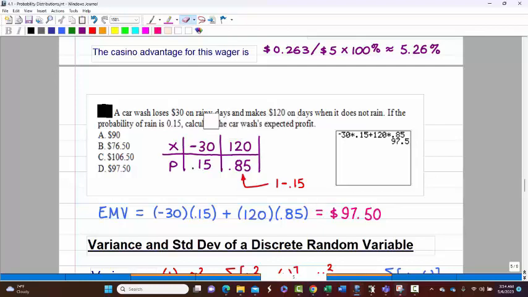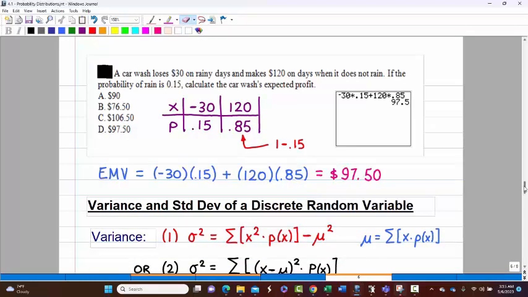That's the key here: if there are only two outcomes, it only has to give us one. It could give us both. If there were three or more outcomes, you couldn't get by with just one of these. But remember the idea of a complement that we've learned before. If the probability of rain is 0.15, then the probability of not rain is 1 minus 0.15. So they didn't give us that number, but it was super easy to come up with. Then you can do the calculation: negative 30 times 0.15, plus 120 times 0.85, and we have 97.50. So they should average a profit of $97.50 per day.